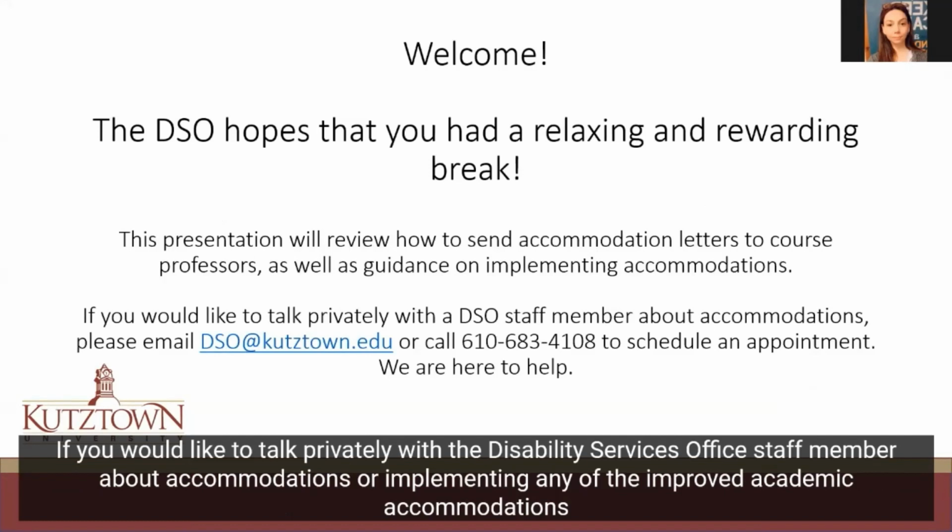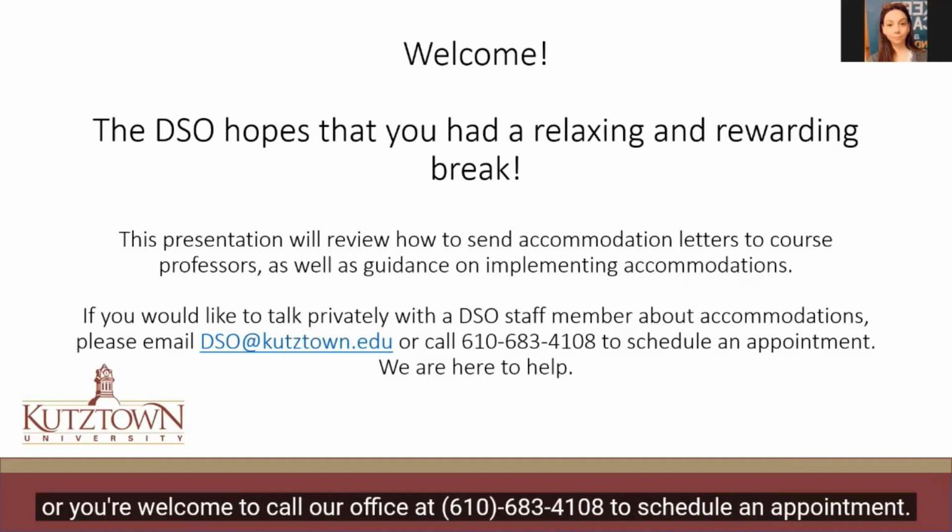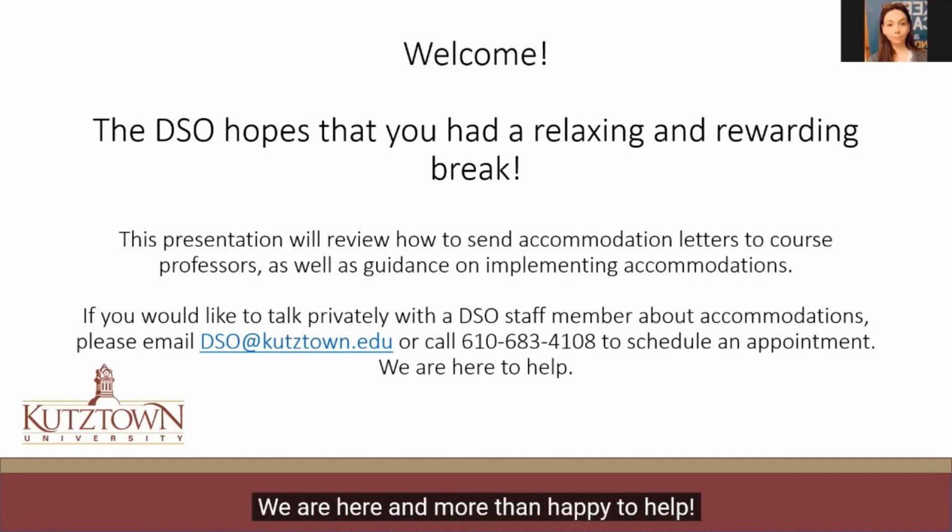If you would like to talk privately with a Disability Services Office staff member about accommodations or implementing any approved academic accommodations, please send an email to dso@kutztown.edu, or you're welcome to call our office at 610-683-4108 to schedule an appointment. We are here and more than happy to help.